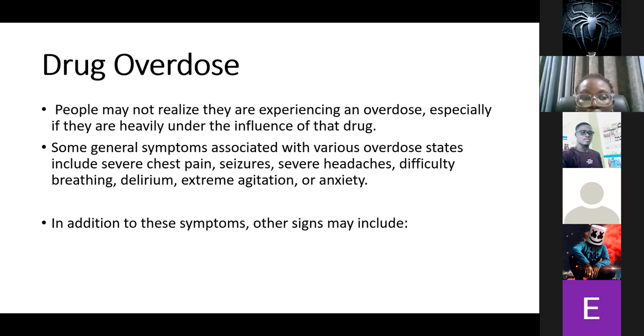So some of the common symptoms: you have chest pain, seizures, severe headache, difficulty breathing, delirium, extreme agitation or anxiety.